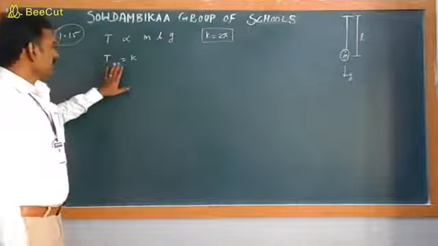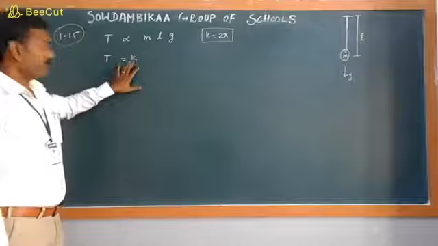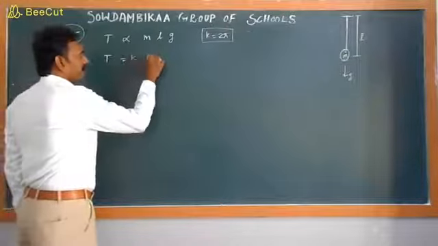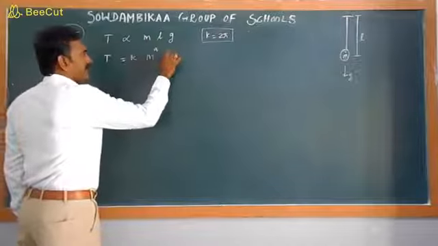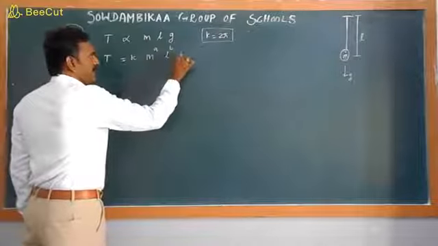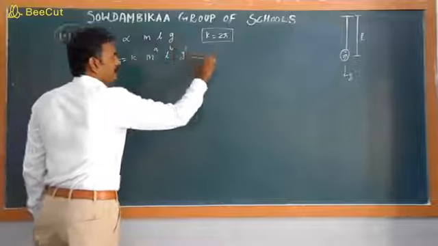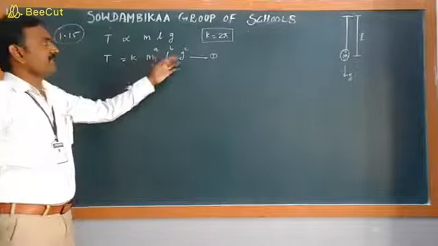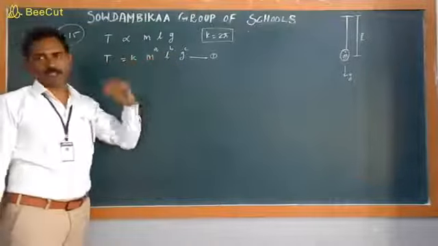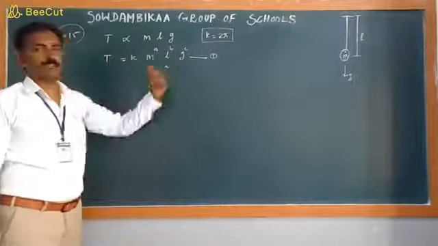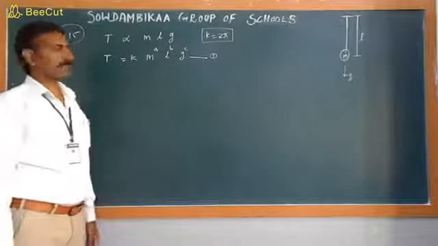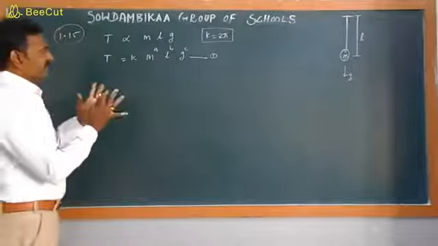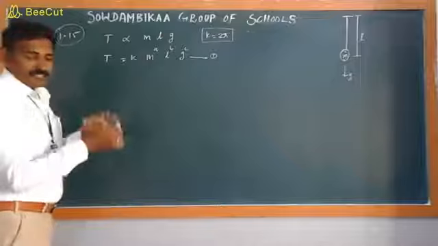Time period is equal to a dimensionless constant k times m power a, l power b, and g power c. Take equation number 1. After finding the values of a, b, c, you have to substitute them into this equation. So I am going to take equation number 1. Then I am going to write the dimensional formula for each physical quantity.